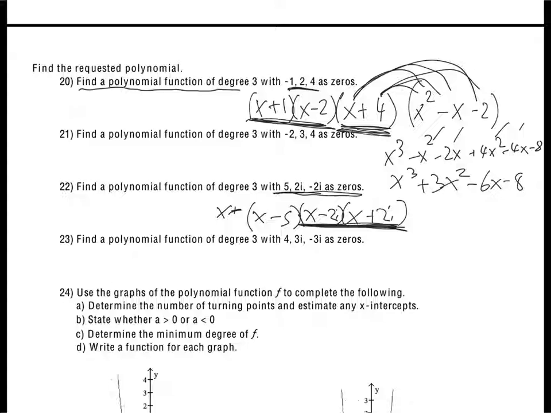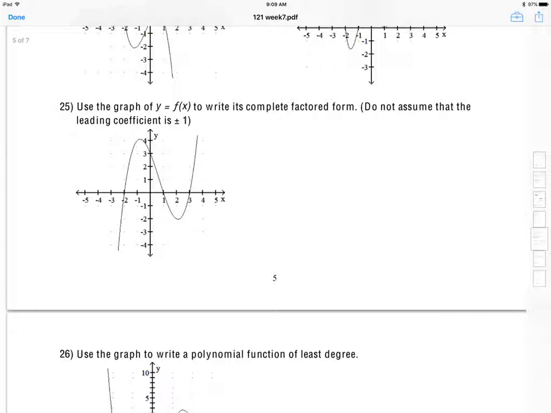I'm going to look at a graph version of this. Okay, let's look at this. I can see the x-intercept is negative 2. Okay, so it's come from x plus 2. I can also see a positive 1, so it's come from x minus 1. And I can see a positive 3, so it's come from x minus 3.